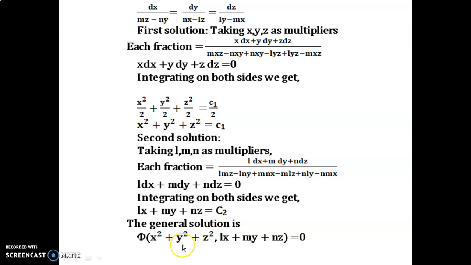That is, substitute here: C1 is x square plus y square plus z square and C2 is lx plus my plus nz, which is equal to 0.